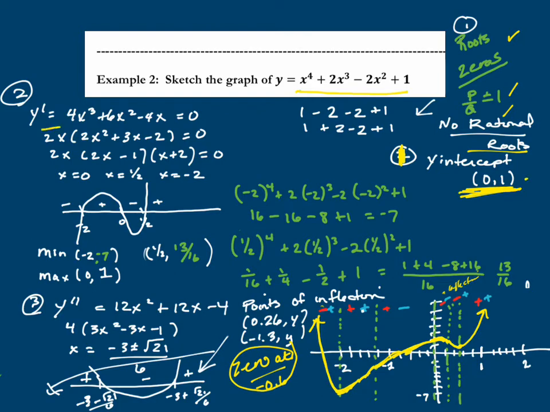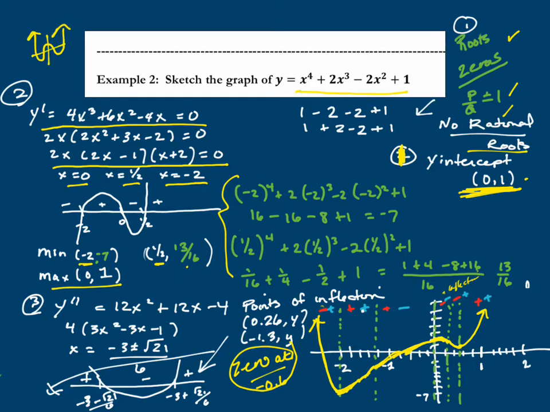Then I take the first derivative, trying to find places where it's increasing and decreasing, and I get this factors to 0, 1/2, and x equals -2. So then here's me figuring out, if I have the x values, what are the y values? So I have minimums at -2, -7, and 1/2, 13/16, and a maximum at 0, 1. And I know that this end behavior should look like this, right? It's a fourth degree, so both ends should point up. So that helps me too.